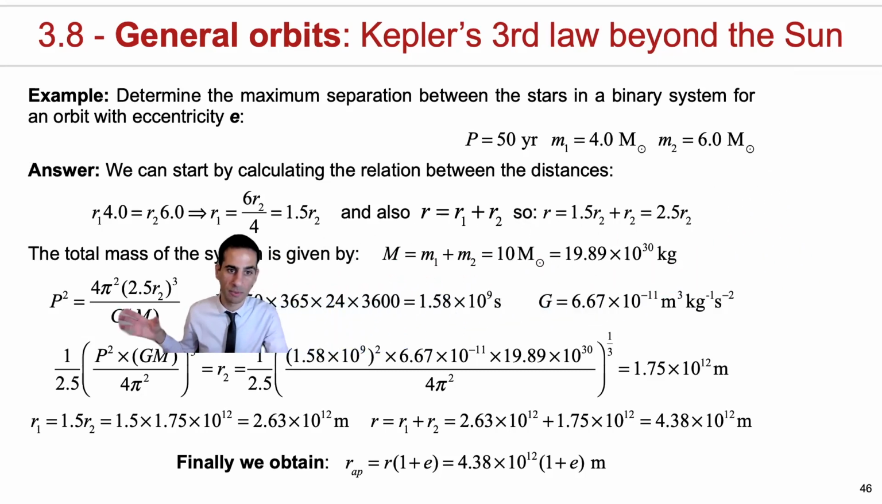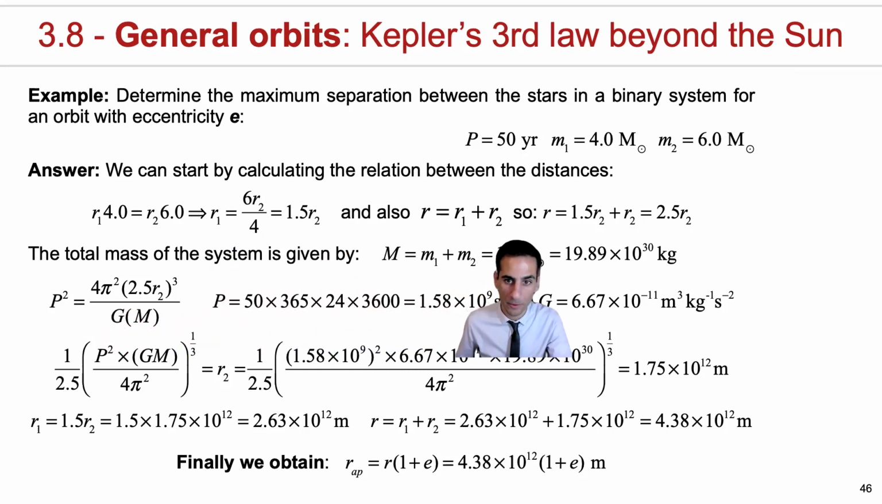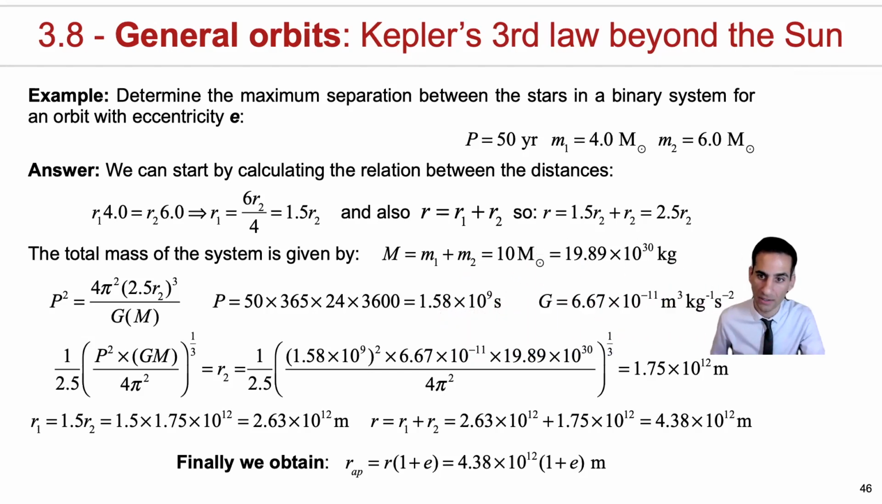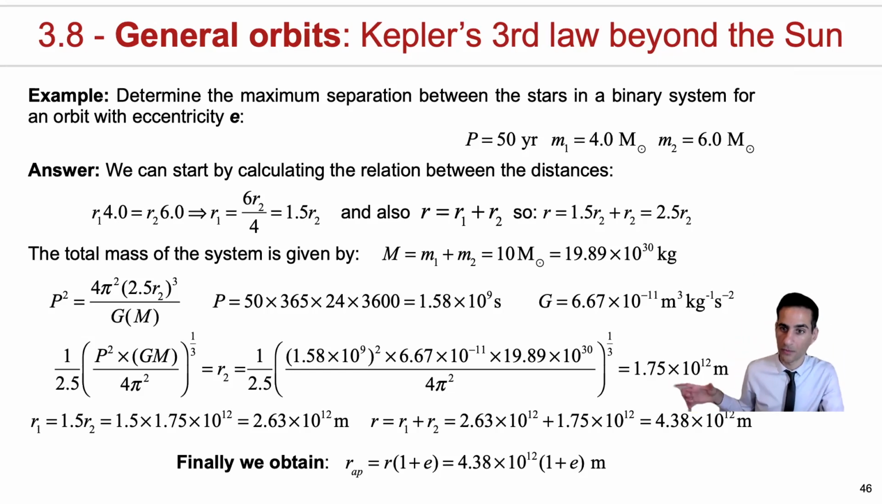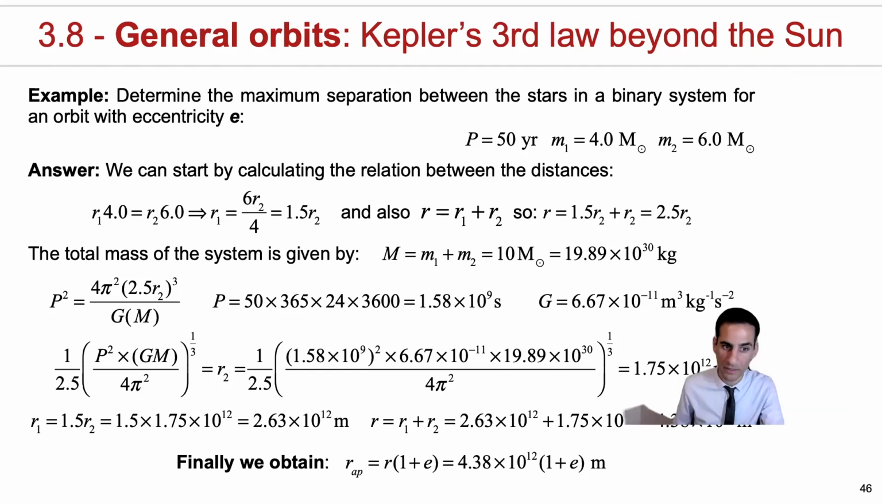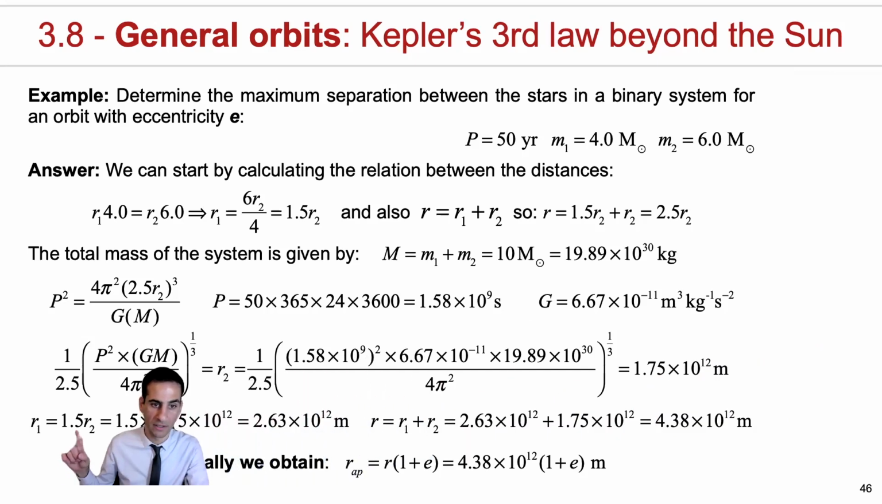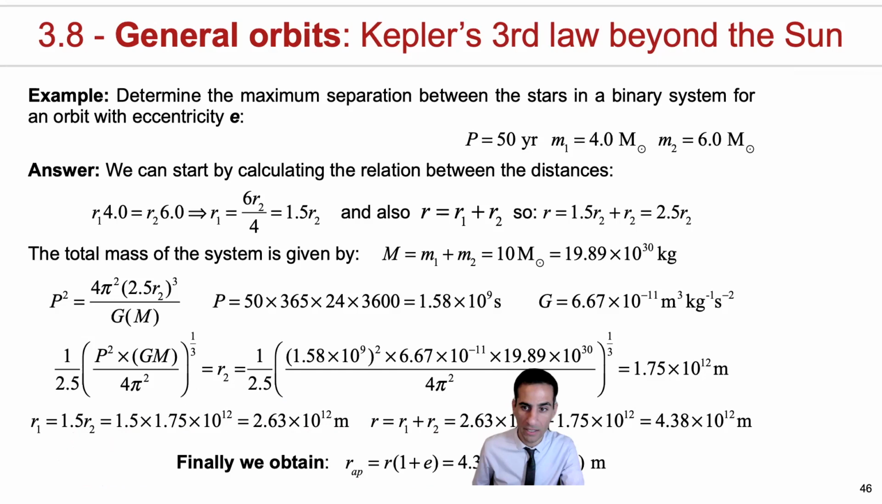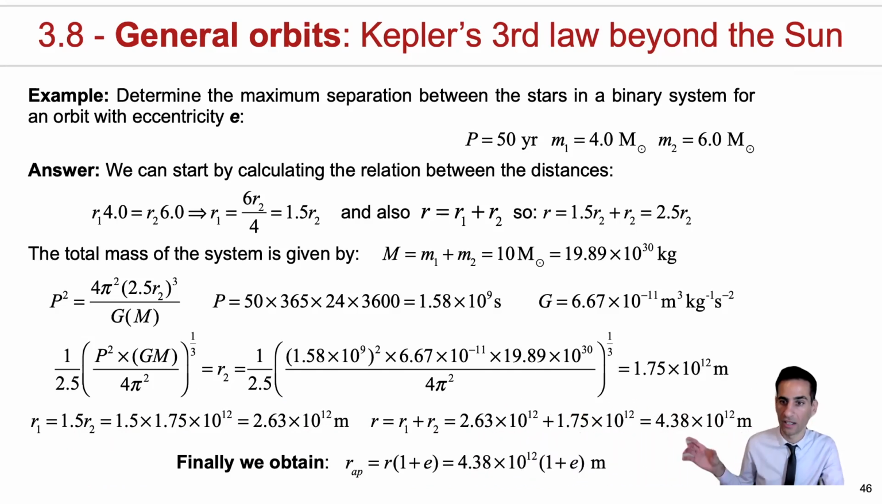And we then need to apply this general form of Kepler's third law. Remember that if you're going to use SI units, you need to convert the periods into seconds and use the gravitational constant in these units. If you do that, you can calculate that r2 is 1.75 times 10 to the 12 meters. You can then go back to the expression that relates r1 and r2 to calculate r1. And finally, you can find the total separation between both sources.